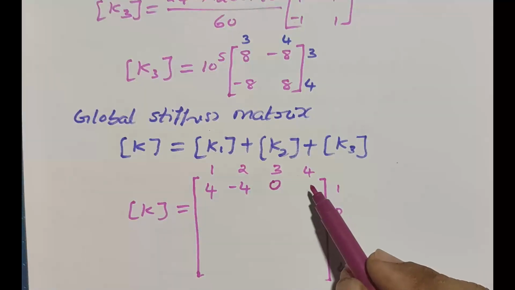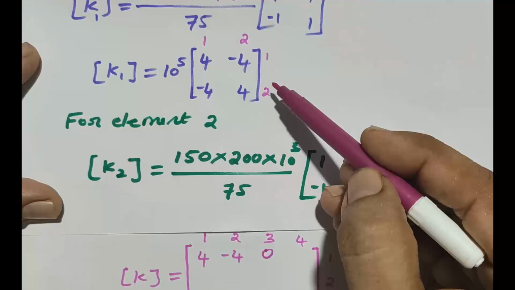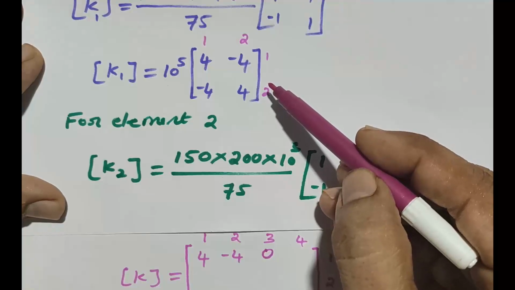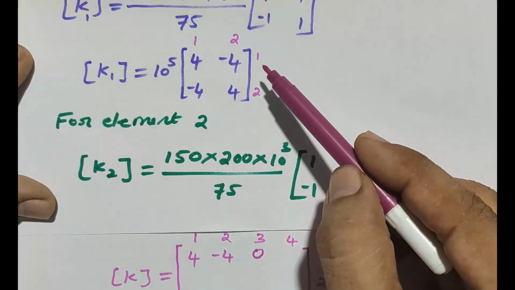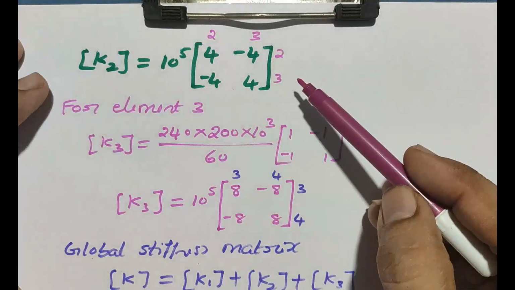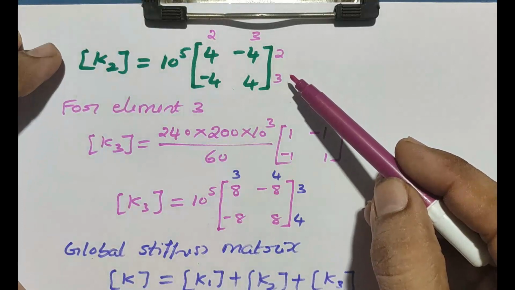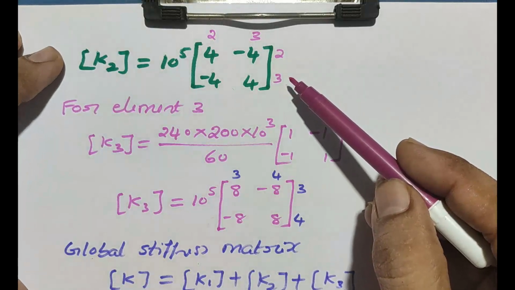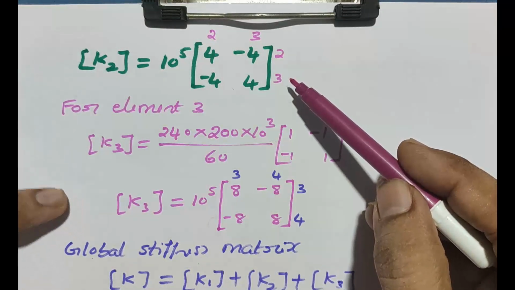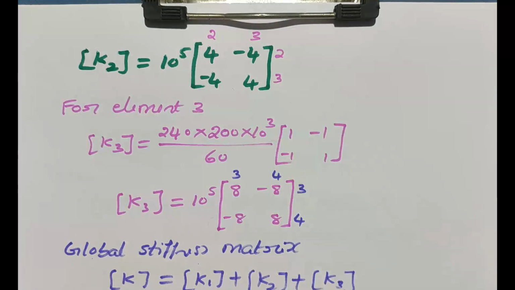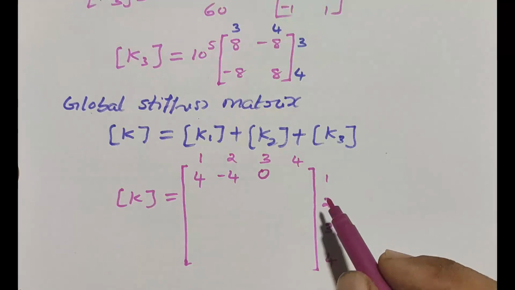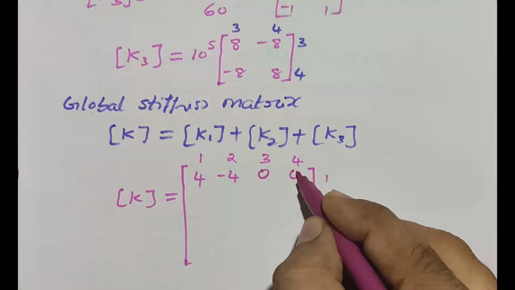Next, element corresponding to 4 and 1. See the elemental stiffness matrix of first element. Here we don't have any element corresponding to 4 and 1. Next, in the elemental stiffness matrix of second element and third element, here also we don't have any element corresponding to 4 and 1. Therefore, here 0.